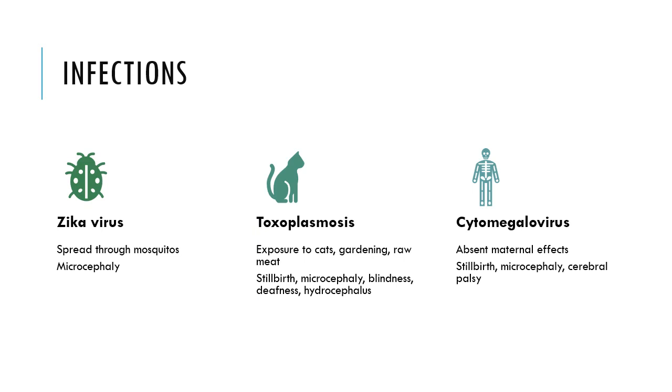Some other infections that I just want to briefly go over, we've talked about some before. The Zika virus, we know that this is spread through mosquitoes. Okay. And it can lead to microcephaly in the infant. Toxoplasmosis, the effects are typically absent in the mother, but it is related to exposure to cats, being in gardens, or consuming raw meat. We can have stillbirth, microcephaly, hydrocephalus, and also blindness and deafness.